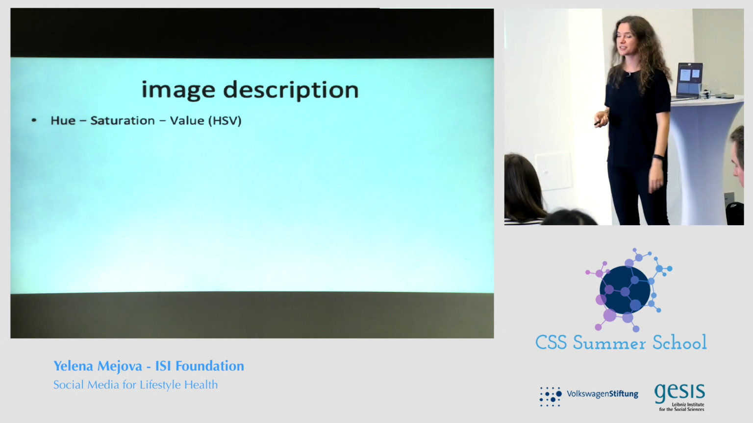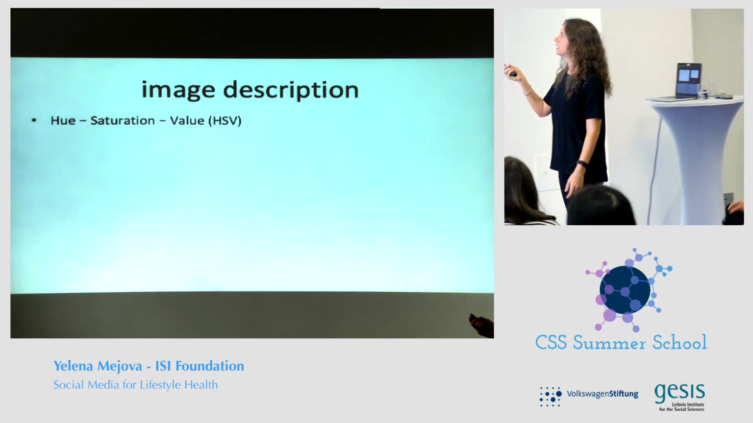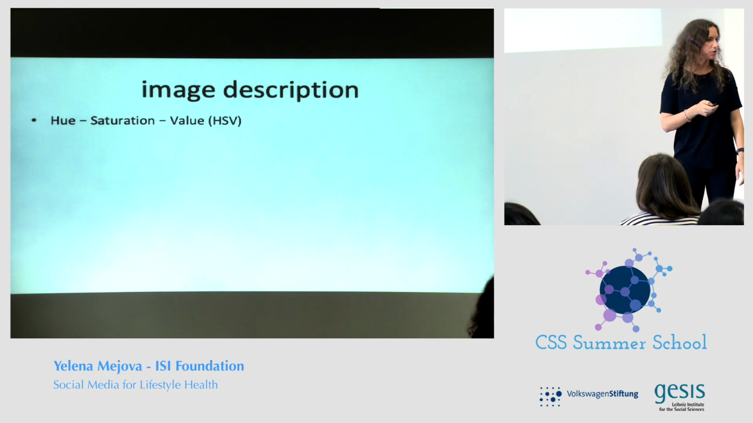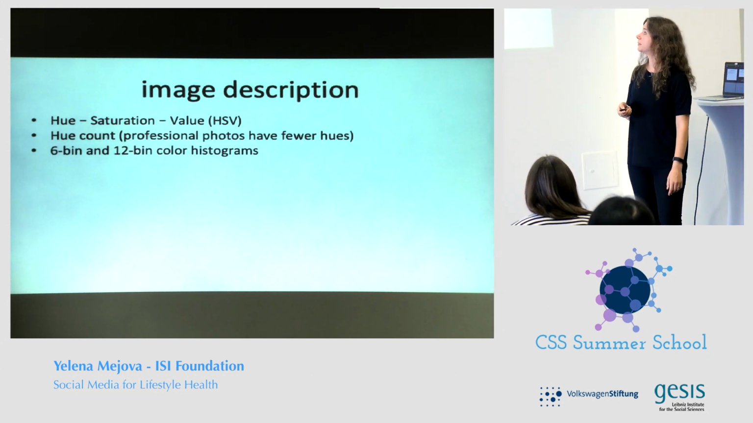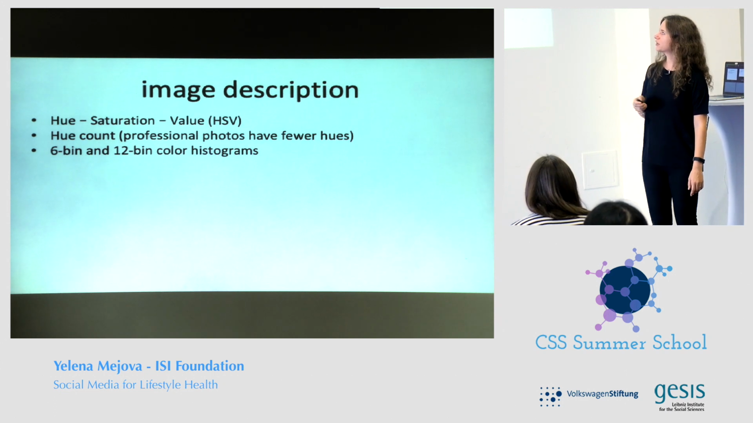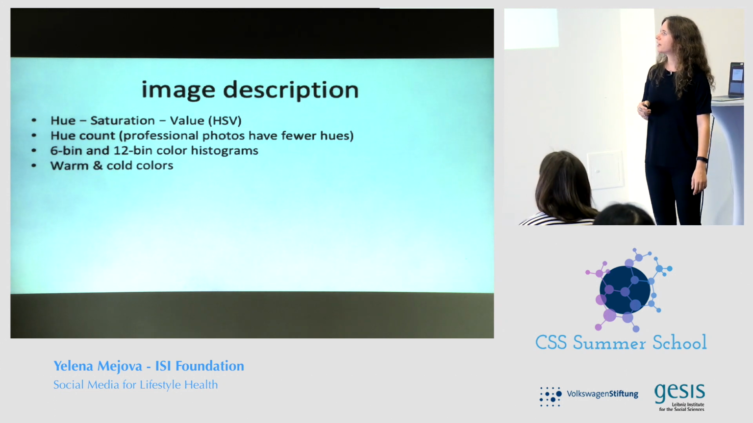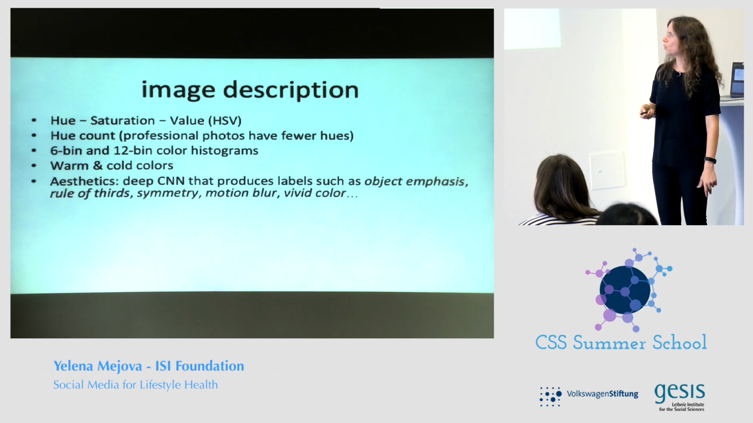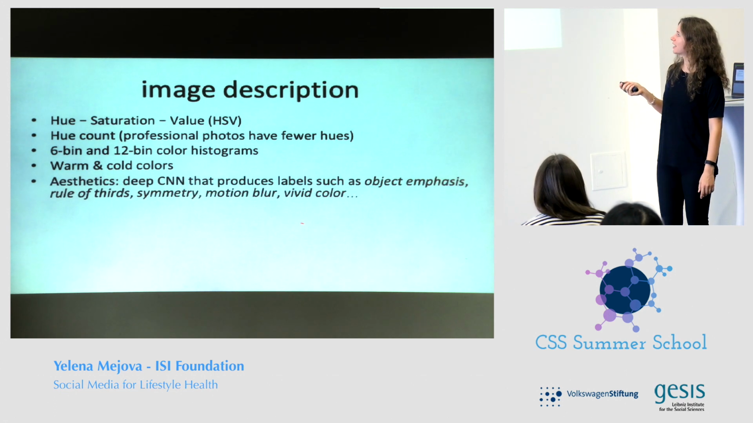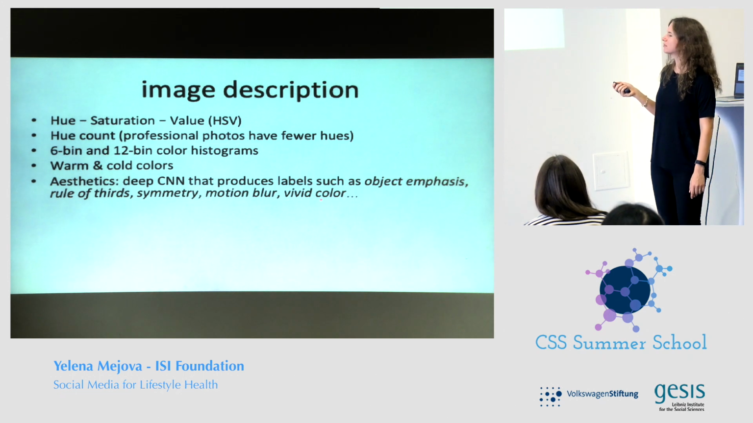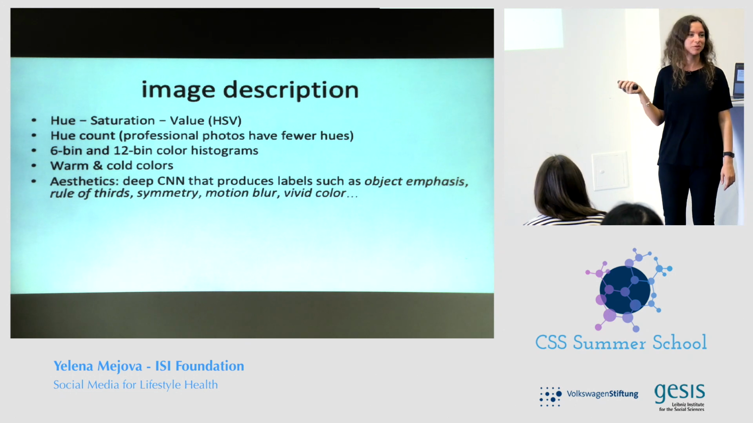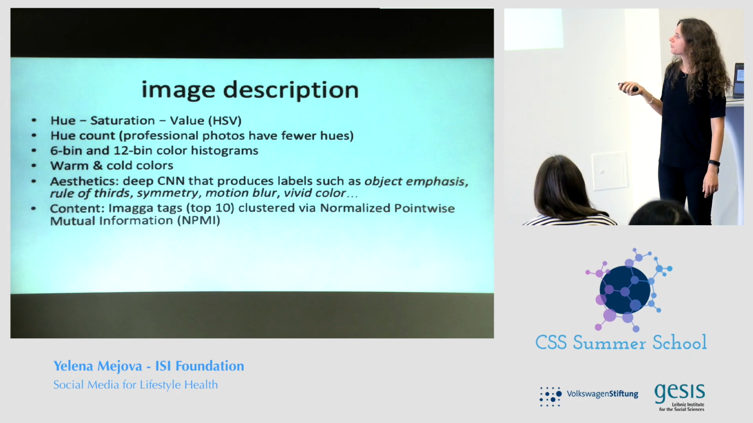good paper to follow because they're using all kinds of stuff. So the HSV values that Miriam has already been speaking about, the hue, all kinds of histograms of colors, whether they're warm or cold. There's a cool thing that actually produces aesthetics. So like whether there's symmetry or motion blur, vividness of color. This is cool. I would want to apply this to everything I produce.